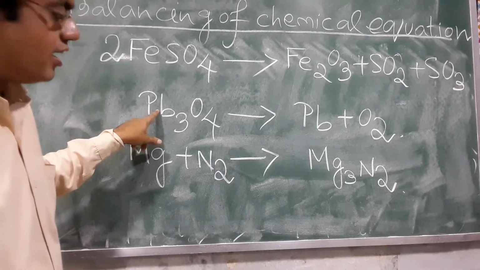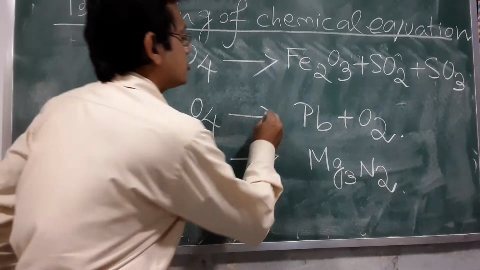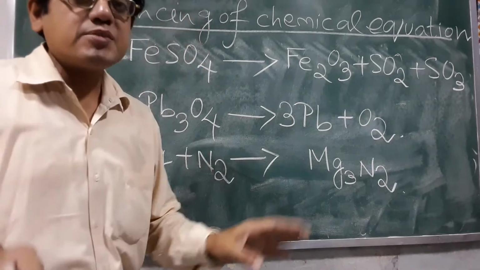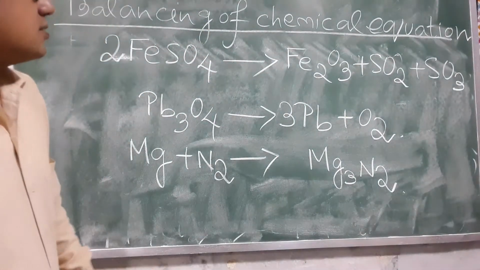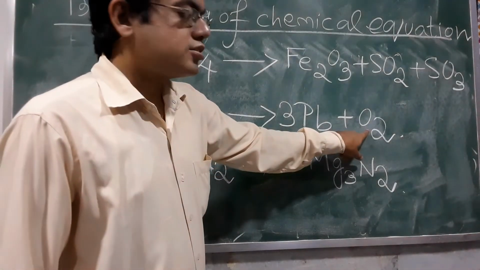This one. Lead. Pb is the symbol of lead. 3. But here it is 1. So put 3 over here so that it becomes balanced. Oxygen 4. Here is oxygen 2.